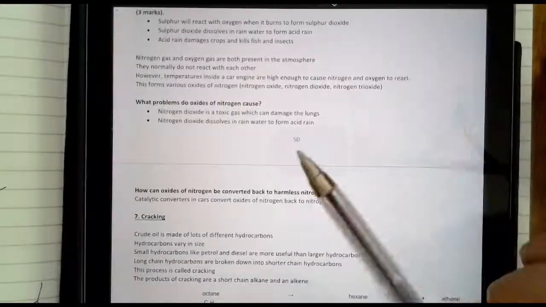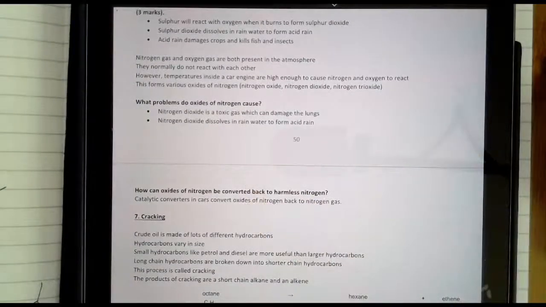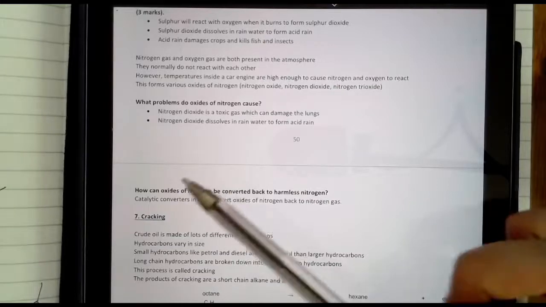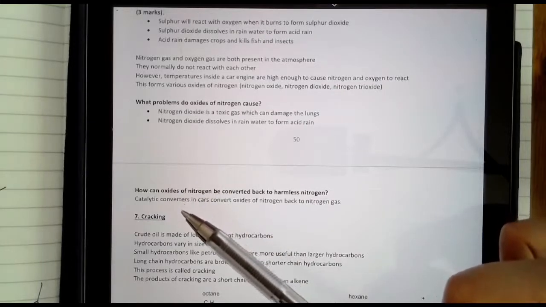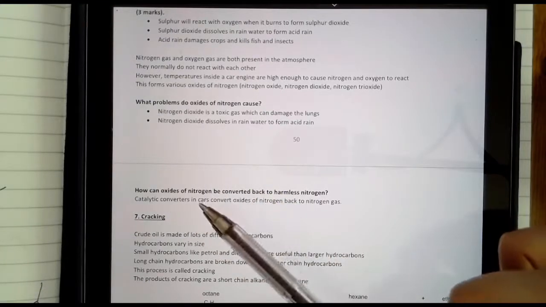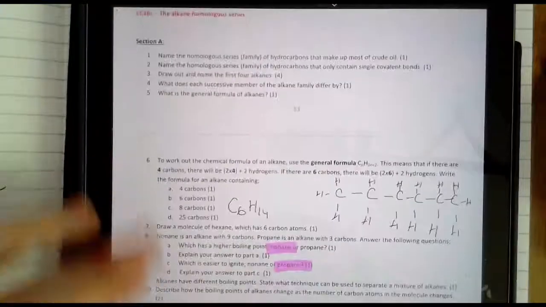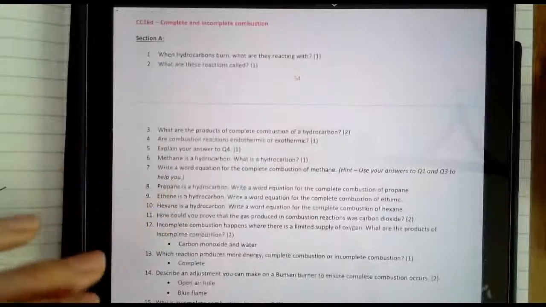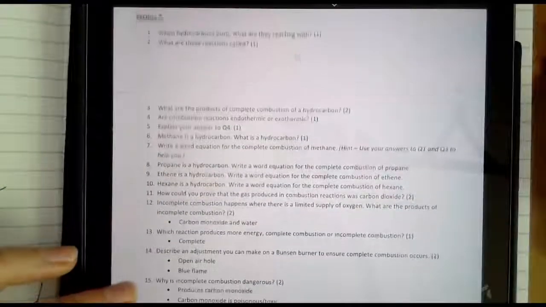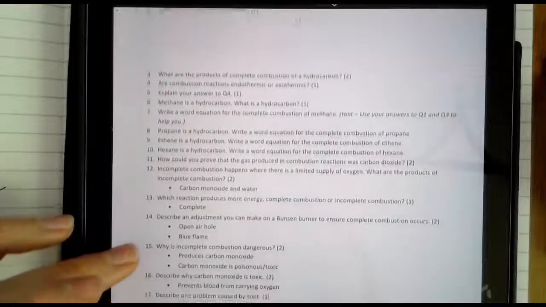If you wanted to convert your nitrogen oxides back into harmless nitrogen, you would use a catalytic converter, and most car engines have this catalytic converter in there to convert these harmful oxides back into harmless nitrogen. So if we have a look at a few questions, I've actually answered these in the booklet.